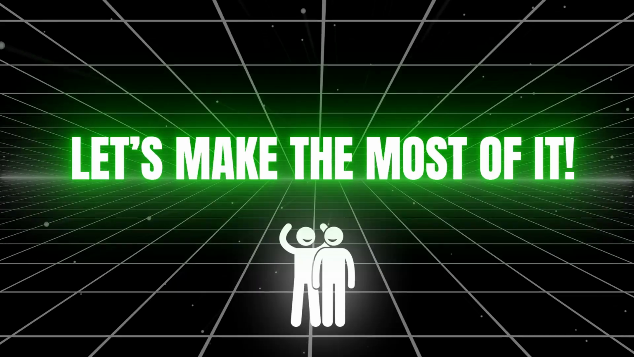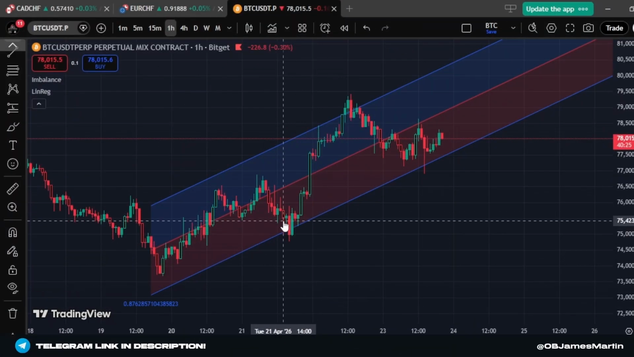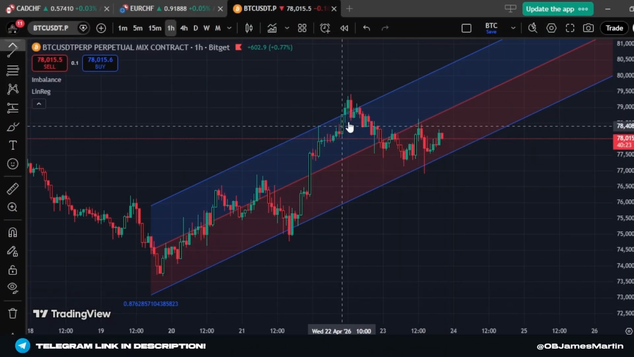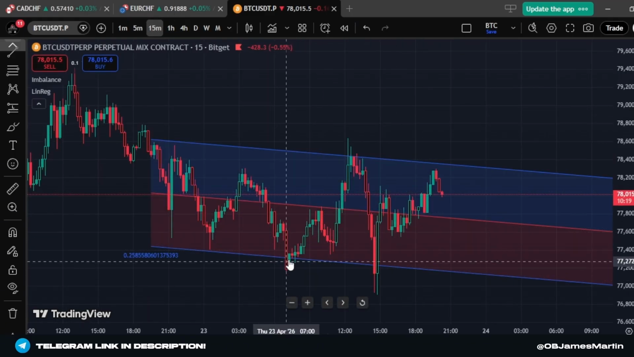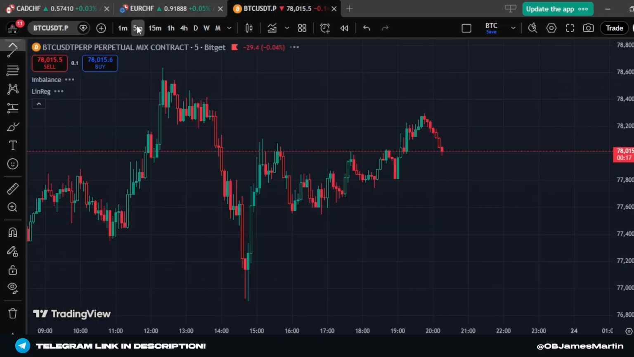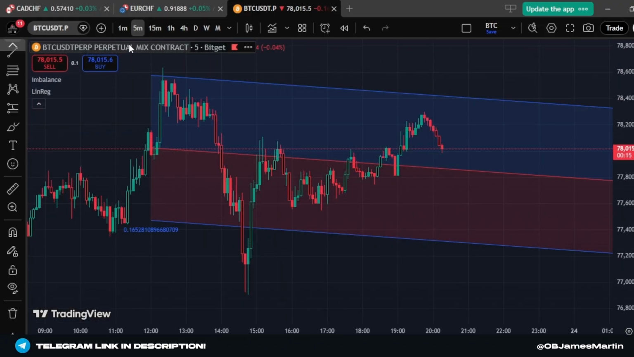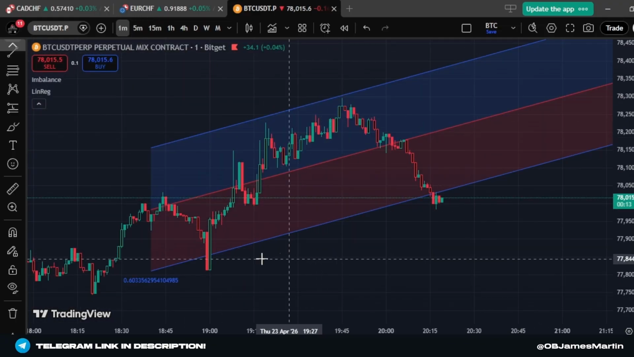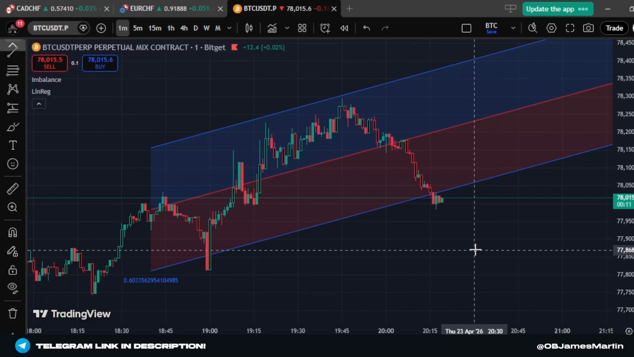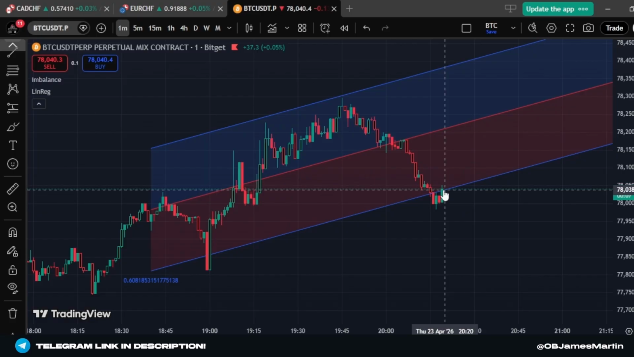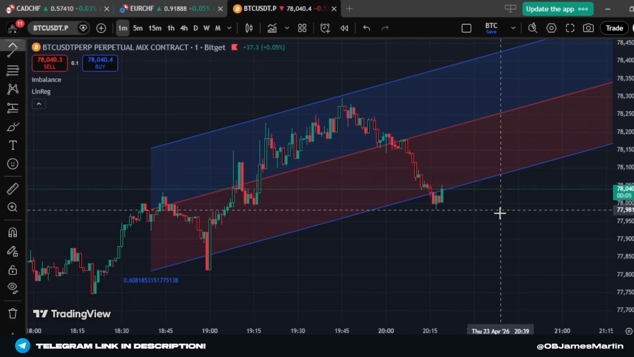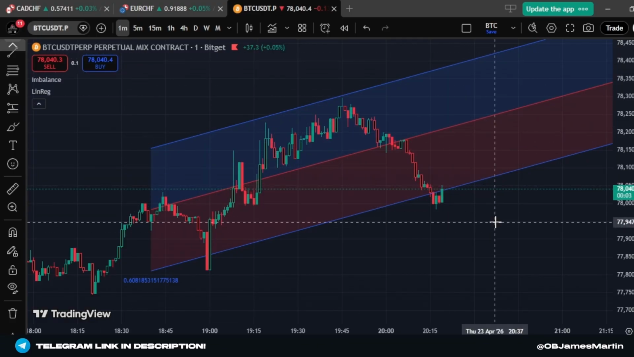Let's make the most of it. When you change that, look, that's on 1 hour. Okay, you see here too. 15 minutes, it's the same thing. It's more or less here too. Here I have to wait for a rejection candle. It could be that the next candle is up. Look at that, yeah, it's going up. It would depend on the case.